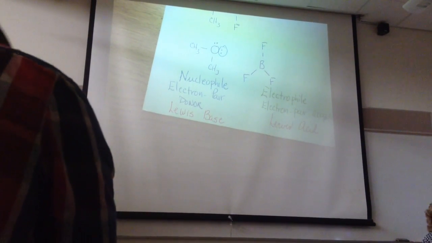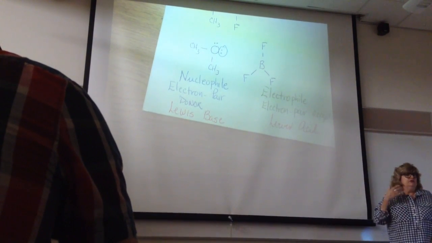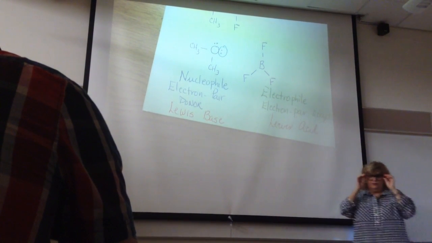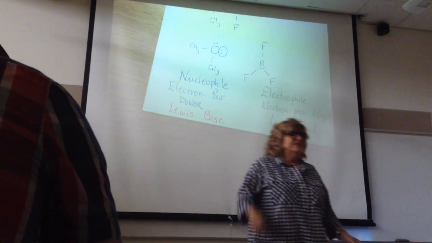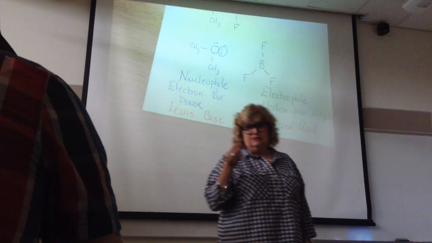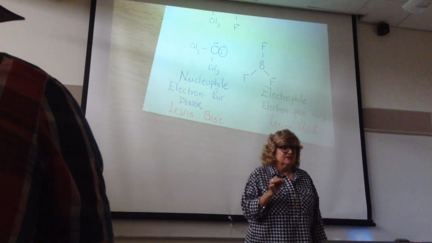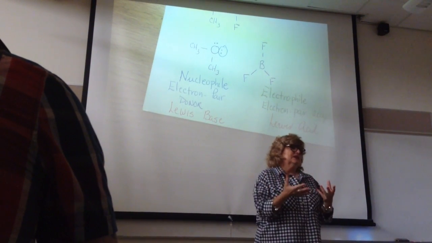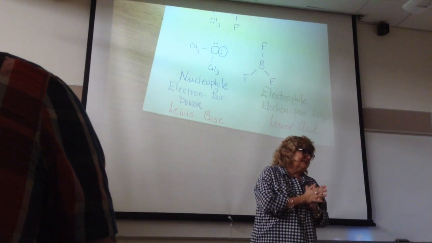So Lewis acid, take a look at that now, and I want to finish chapter 2. Chapter 1, chapter 1. There are 3 theories of acid base. The simplest theory of acid base was the Arrhenius. Does anybody remember what Arrhenius said? How did he describe an acid?